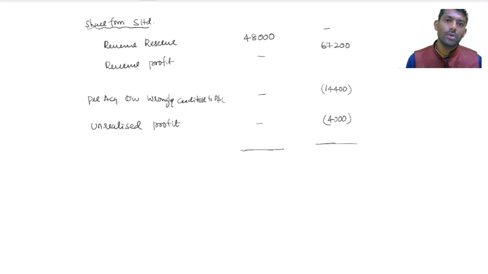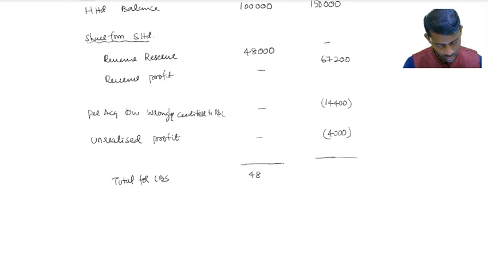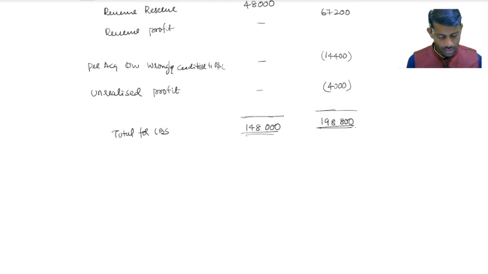Preference shareholders are not owners. That's how. So therefore, total for CPS is 1 lakh 48,000 and 1,98,800. So these are the steps. Now let us go to the required solution.